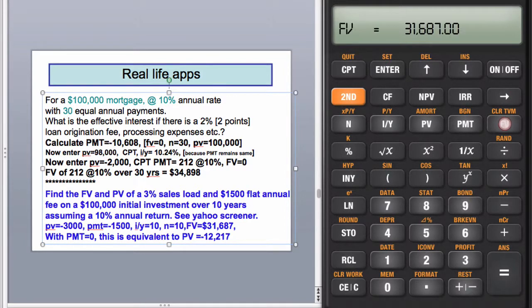So we put future value of 31687, and payment 0, IY is 10, number of years is 10, and compute present value. See, 12,000. So this is a solid number, guys. Here, what this means is, here's the English translation of this. You went into a firm with $100,000 and you invested in their product, and you left $12,216 on the table. No wonder they're smiling when they see you walking there.